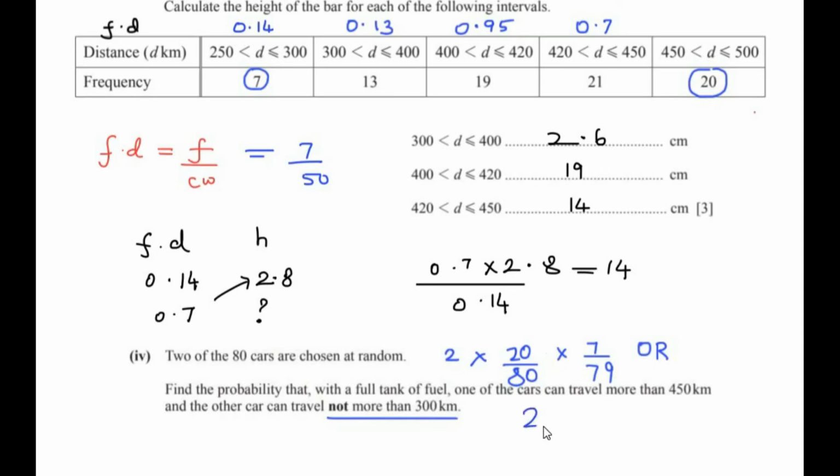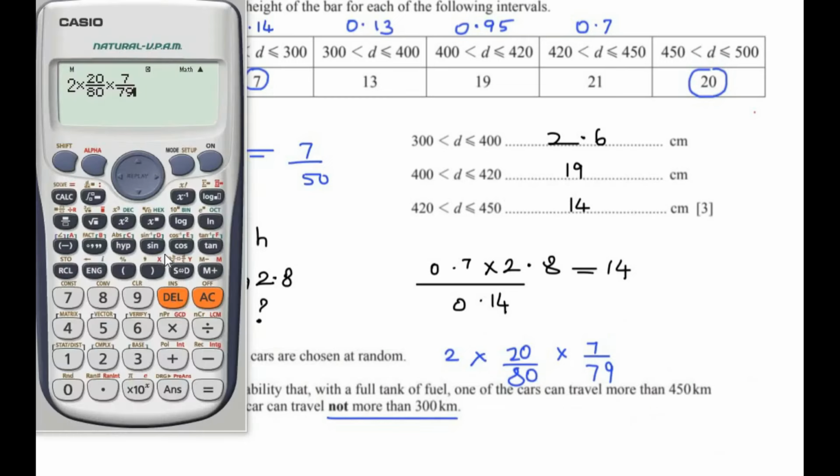That is, we are going to take 2 cars multiplied with, let us take 7 cars out of 80 which have traveled lesser than 300 kilometers, and there are 20 number of cars out of 79 which have traveled more than 450. So either this combination you can consider or you can consider this combination. I am going to consider the first combination. So let me just remove this one and let us see how much value this gives us.